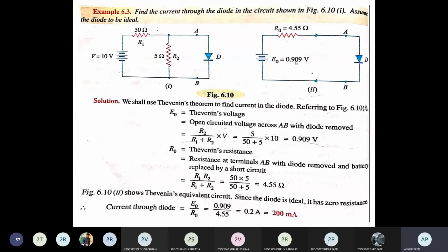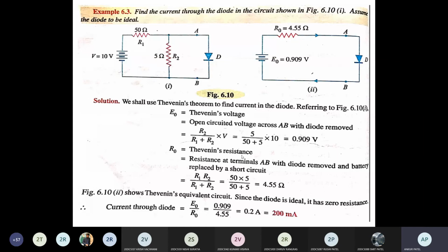In the second circuit, you can see this E0 is 0.909. That is your open circuit voltage across AB with the diode removed. You can find it as R2 upon R1 plus R2 into V, so 5 by 50 plus 5 into 10. That is 0.909 volt according to Thevenin's theorem. So E0 is equal to 0.909 volt.